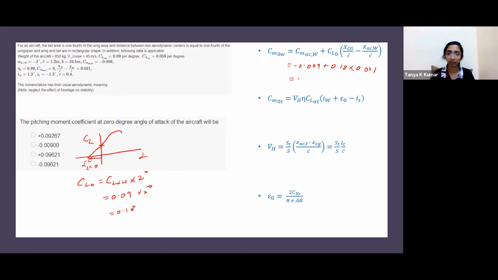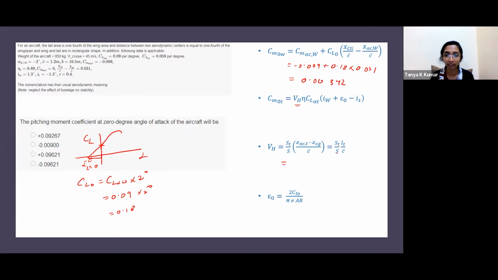Okay, so it is 0.00342. Next, we go to the contribution towards CM naught by the tail. Here we don't know VH. How do you calculate VH? VH is this formula, right? So what do we have here?